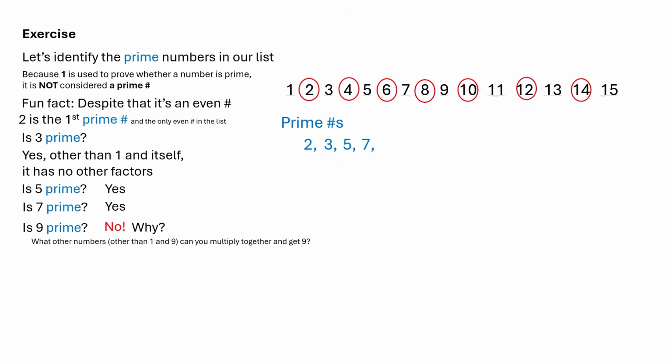No. Why not? What other numbers other than 1 and 9 can you multiply together and get 9? That's right, 3 times 3 is 9. And because of that, 9 is not one of the prime numbers. So it's considered composite.